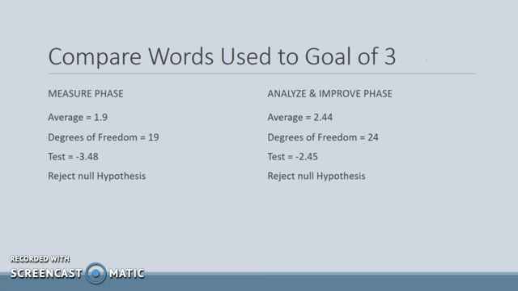The next step was the words used per day, and my goal was 3 words per day. For the measure phase, I had an average of 1.9 words per day, and for the analyze and improve phase, I had 2.44 words per day. There is a marked improvement. However, compared to the goal, both are significantly different. And so I had to reject the null hypothesis for both of these as well.